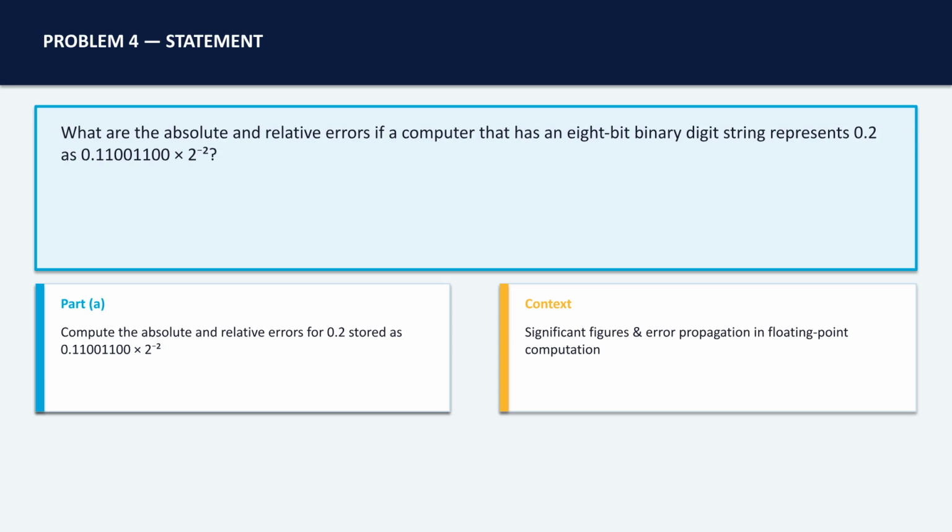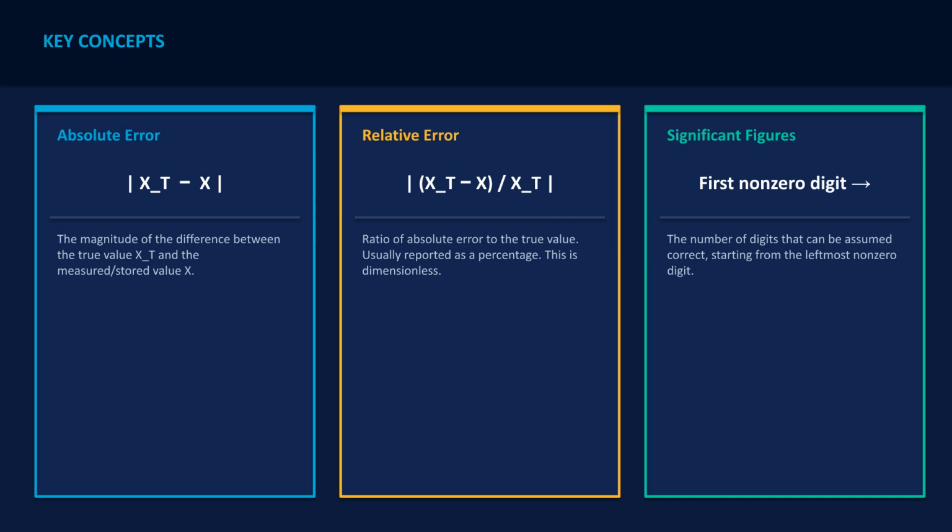This falls under significant figures and error propagation in floating point computation. Key concepts include absolute error, which is the magnitude of the difference between the true value and the stored value. Relative error is the ratio of absolute error to the true value. Significant figures are the number of digits considered correct, starting from the leftmost non-zero digit.